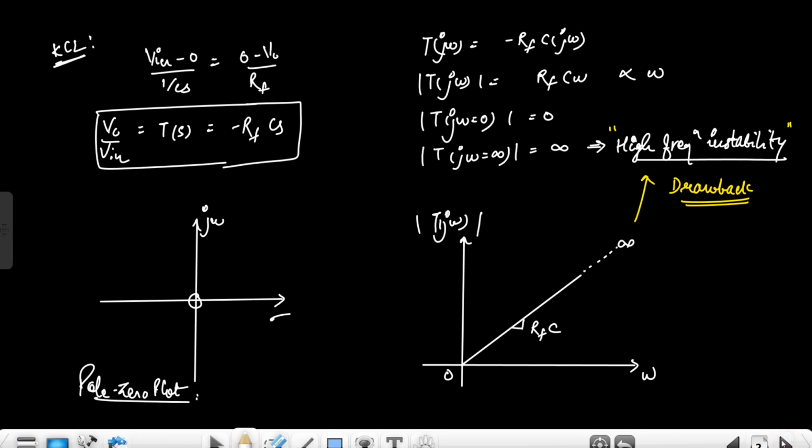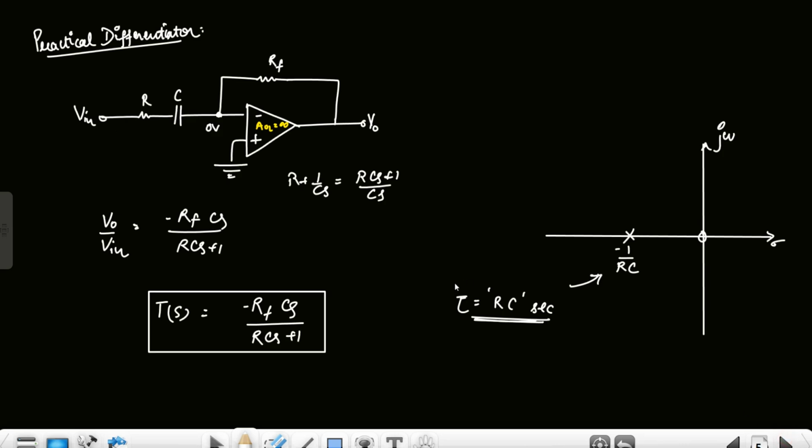So this is the ideal differentiator, and here we can see that this is an unstable response. For an unstable response, the time constant does not exist or is not defined. So for the ideal differentiator, the time constant is not defined. But for the practical differentiator, the time constant is clearly defined as RC seconds. So this is the pole-zero plot.